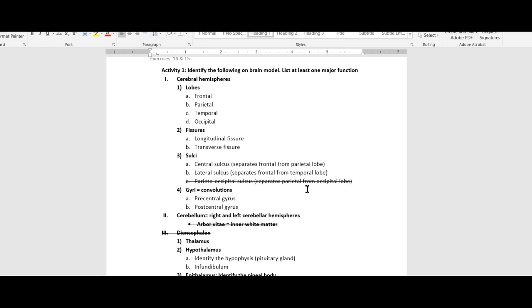So the lobes are pretty straightforward. They're each just named for the bone to which they are deep. So the frontal lobe behind the frontal bone, parietal, temporal, occipital. We have an image for that. But then there are fissures, sulci, and gyri.